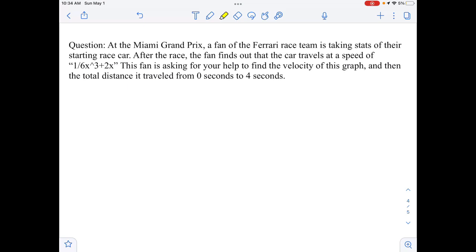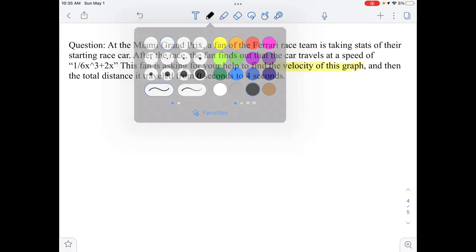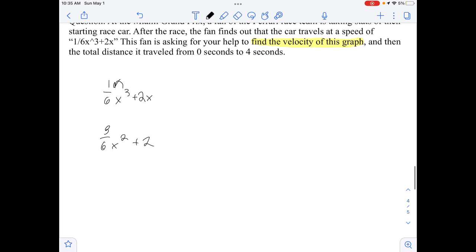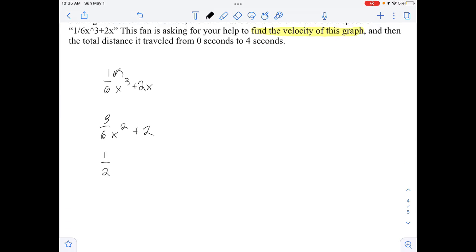To tackle this problem, we have to figure out what exactly it is we're being asked. So first it says to find the velocity of this graph. From prior knowledge, we know that the velocity of the speed equation is the derivative of it. So if we start with 16x cubed plus 2x, we have to find the derivative of that. And using our power rule, we get 36x squared plus 2, which is the same as 1/2 x squared plus 2.